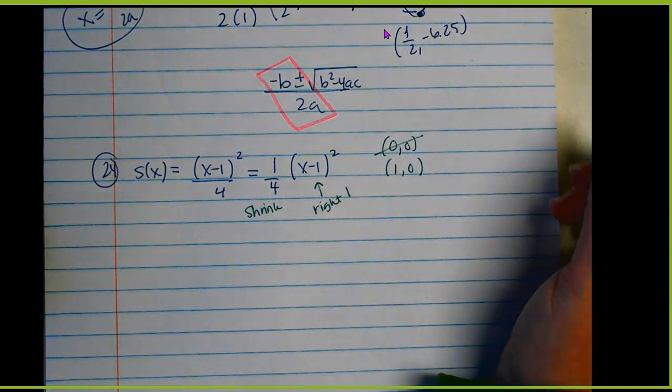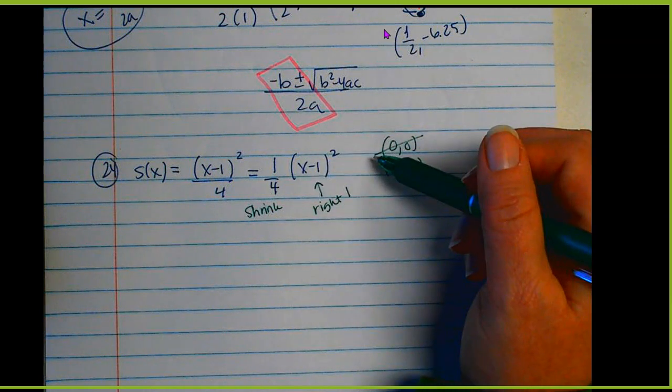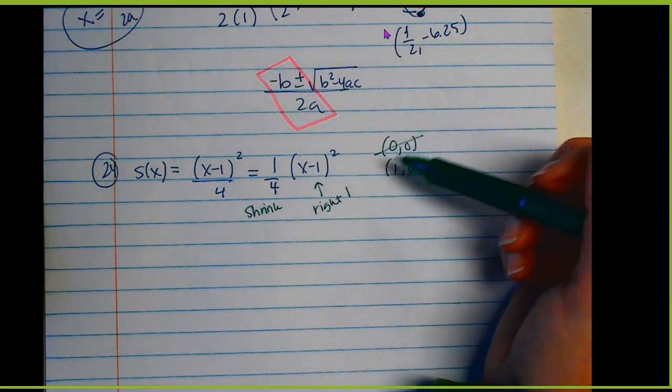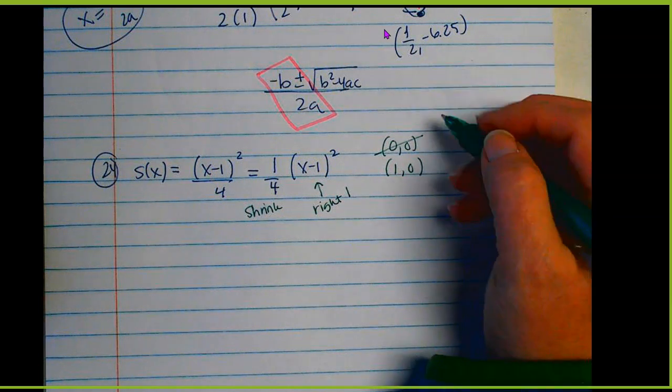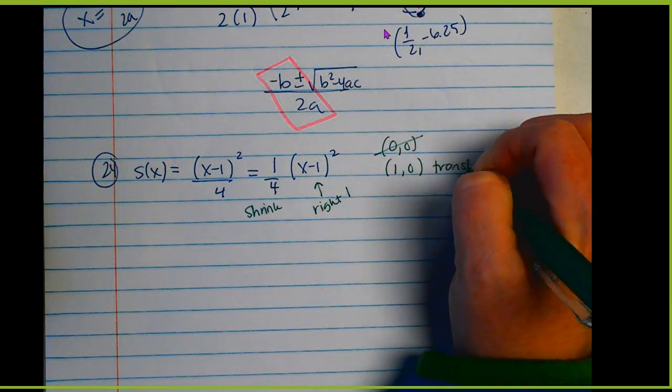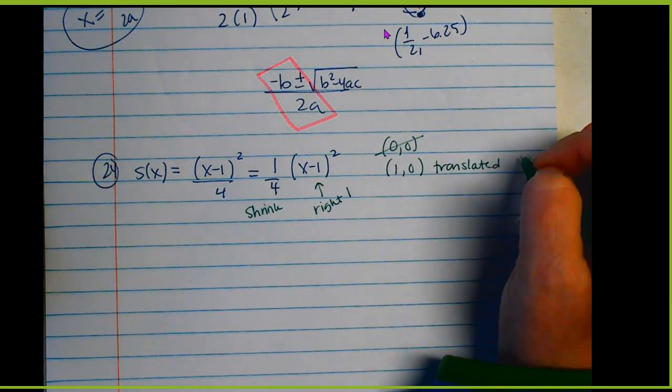But if that doesn't make sense to you, you could definitely multiply this all out, multiply by a 4th, and use negative b over 2a. But this is the translated equation.